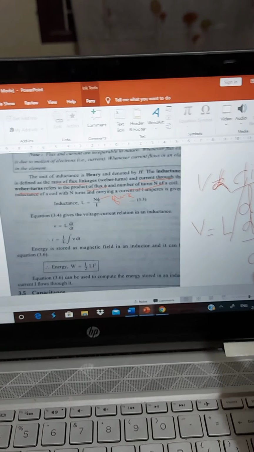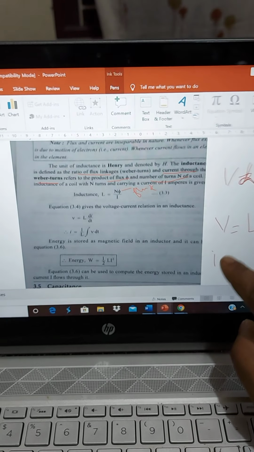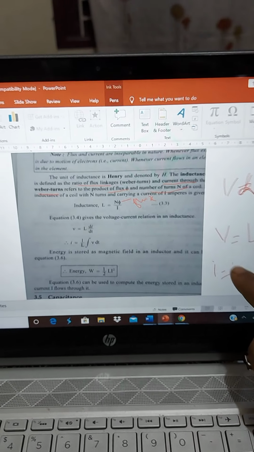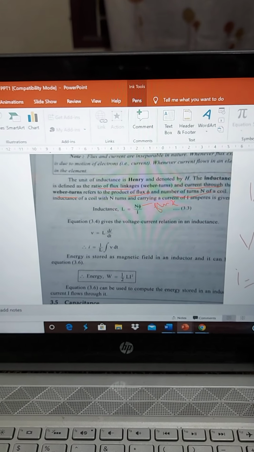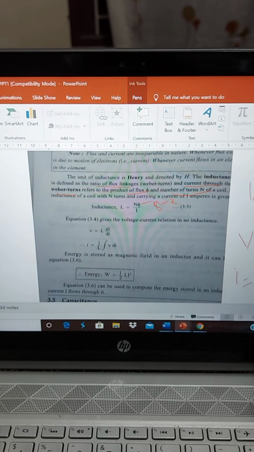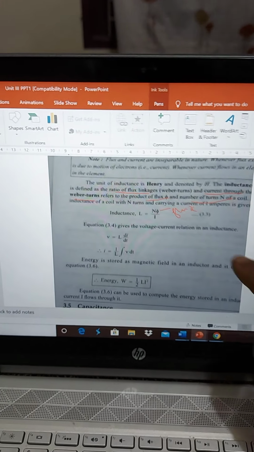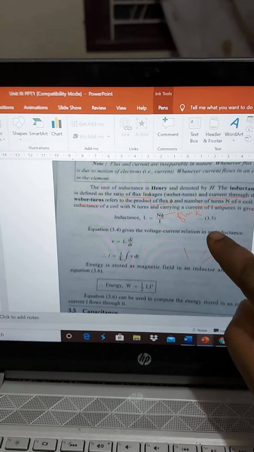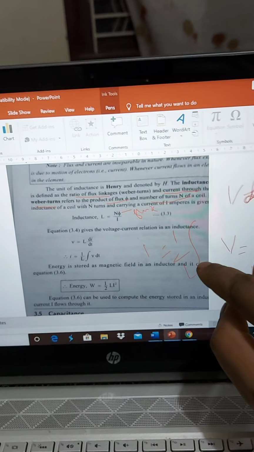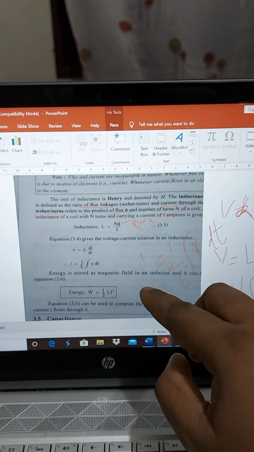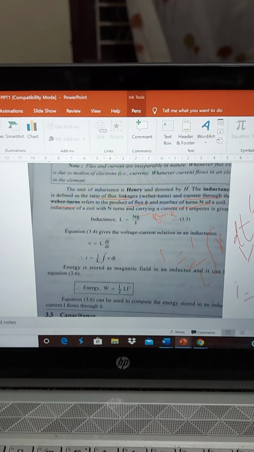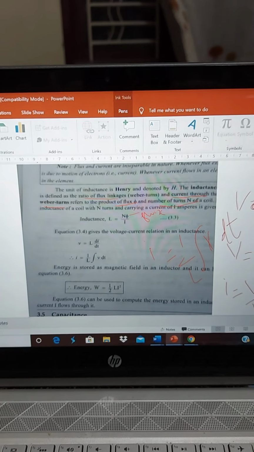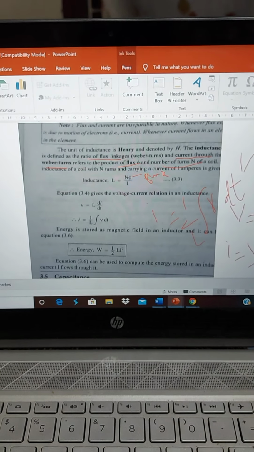Now from this I need to tell you how to find I. Bringing L to the other side, I is equal to V by L into dt, since the inverse of differentiation is integration. Or I can write it as I is equal to 1 by L into the integral of V dt. And you can see the energy formula: energy W is equal to half into L I square. These formulas you have to be thorough with so that you can apply them and find the answer.